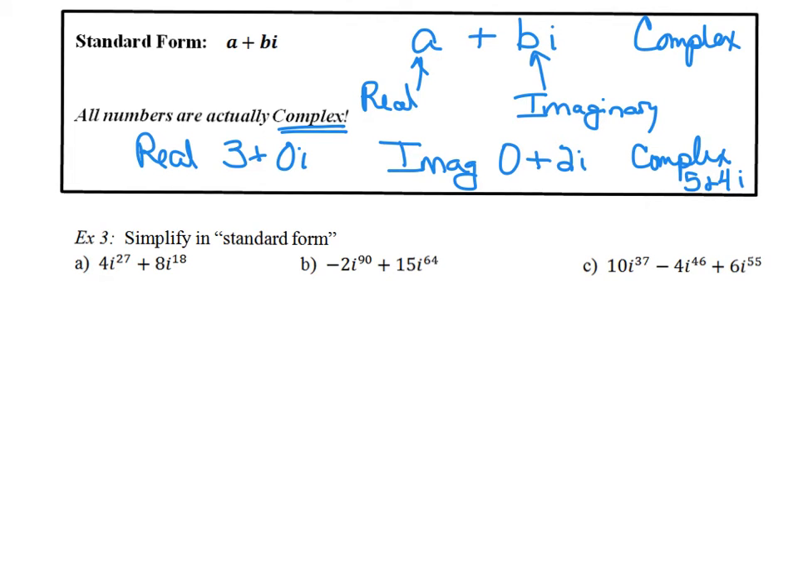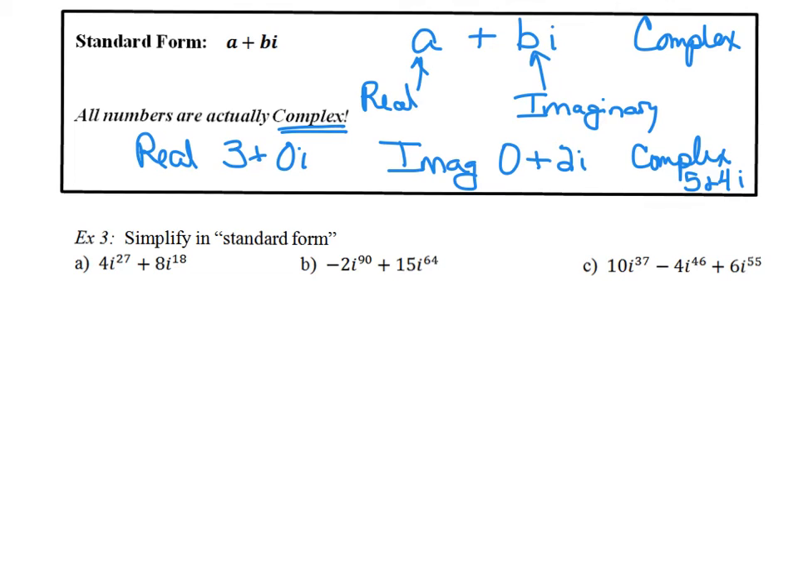Now, it's not necessary that I have plus between the pieces. I could have minus. Either part could be a negative part. I can also have fractions and decimals as the real part or the imaginary part. So in the next few examples, we're going to take a look at writing answers in this standard form. Notice that we always put the real part first and then the imaginary part.